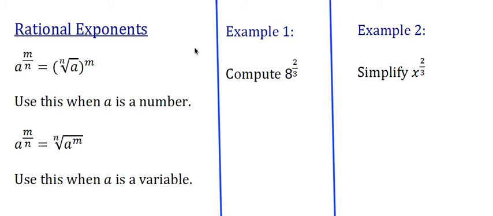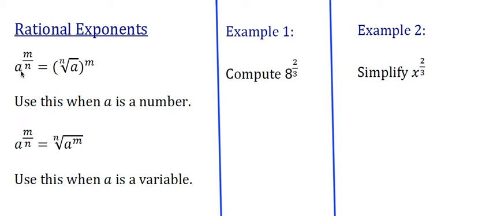This video is about rational exponents, exponents that look like fractions. In its most general form, a rational exponent is going to look like this, a raised to m over n. And we're going to consider two cases. One, when the base a is a number, such as in here. And the second case will deal with a base being a variable, such as in here.